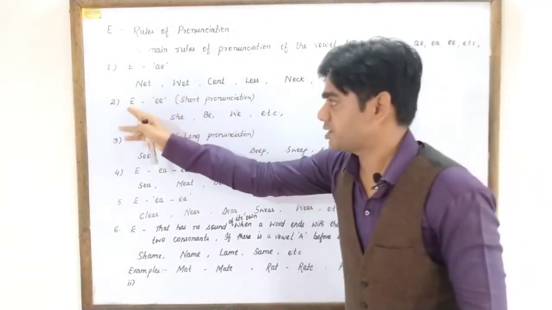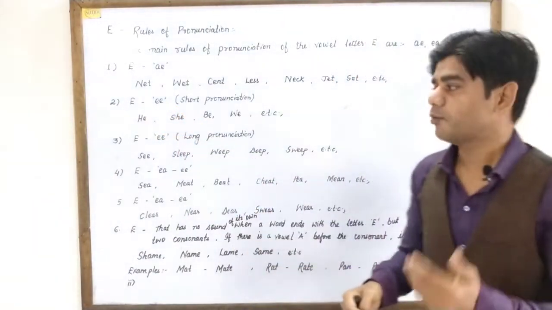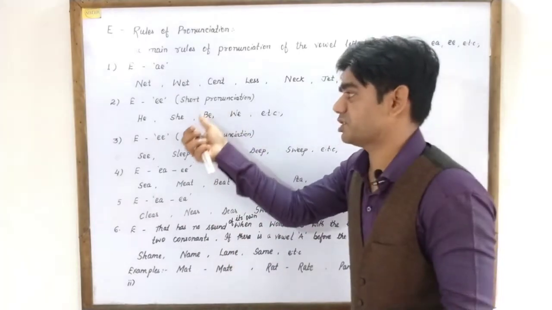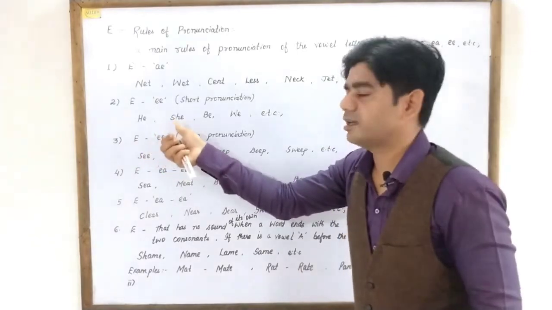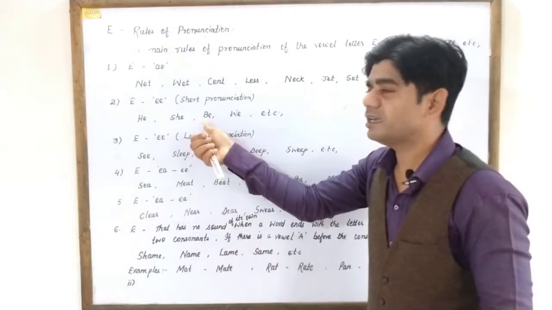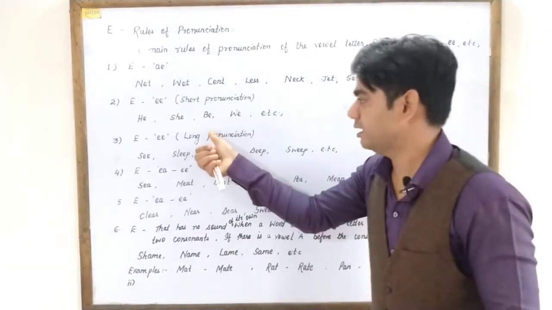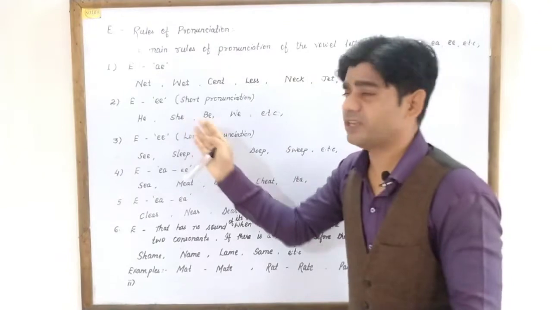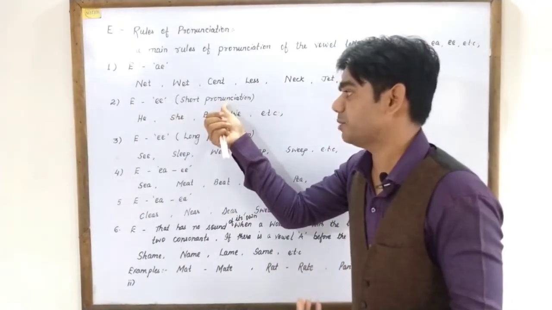Now, moving towards the next, we have another sound of letter E, that's E, but in short pronunciation. For example, H-E, he. S-H-E, she. B-E, be. Not bee. W-E, we. So now we have understood that the letter E produces the E sound, but in short pronunciation.